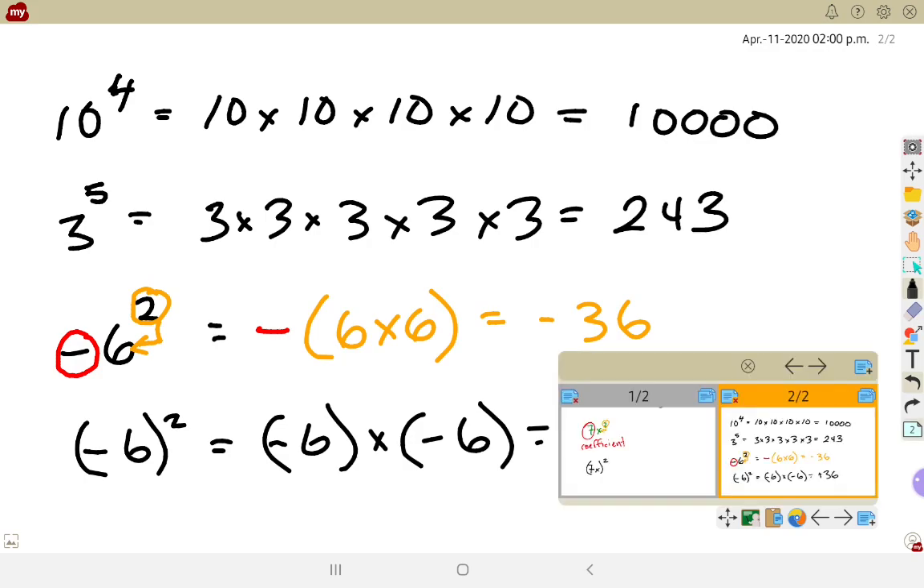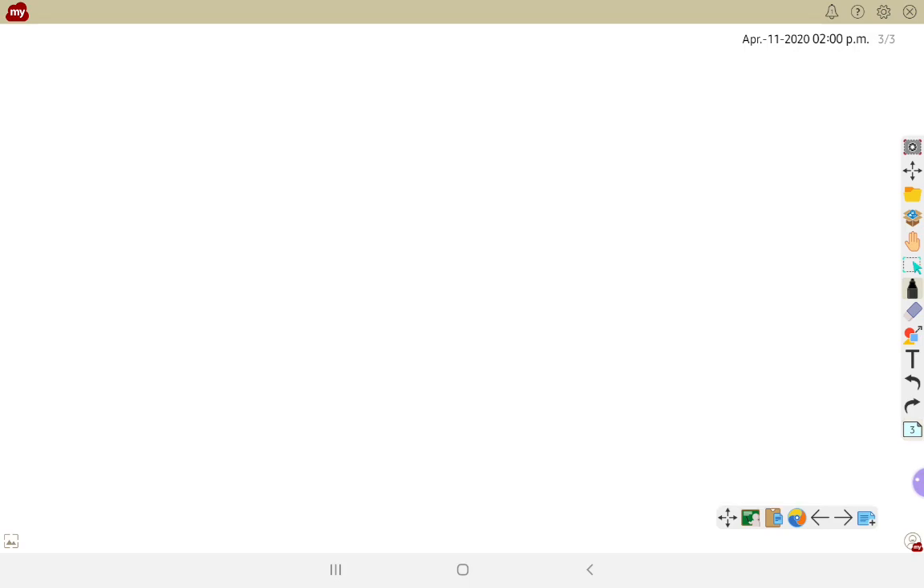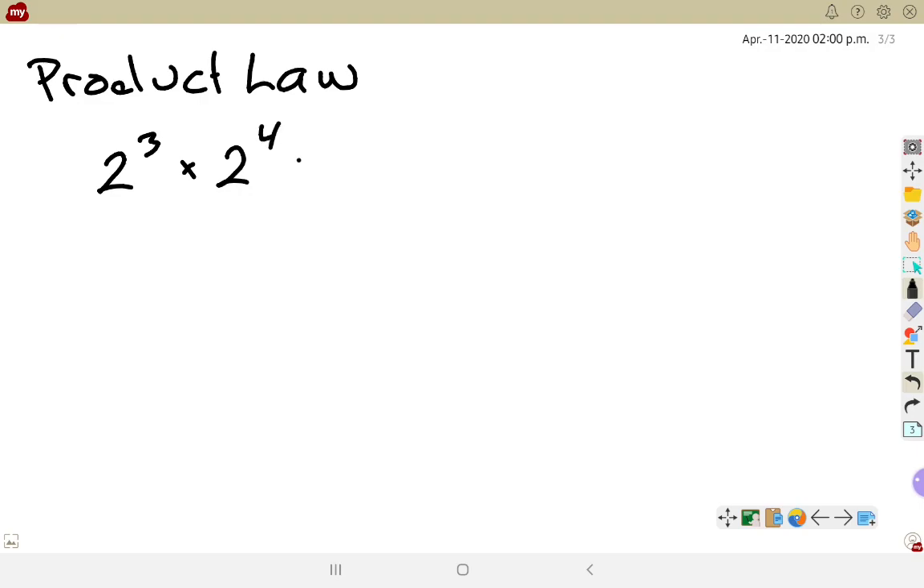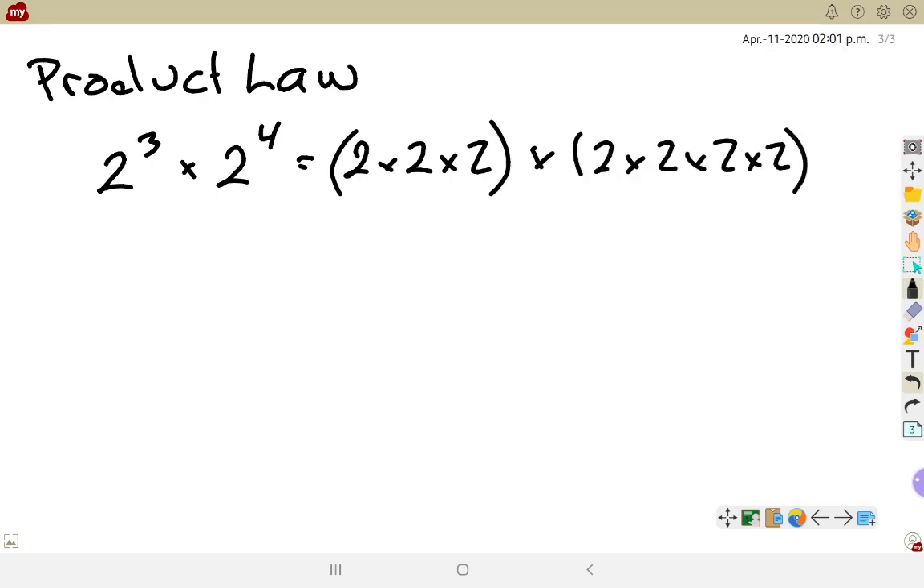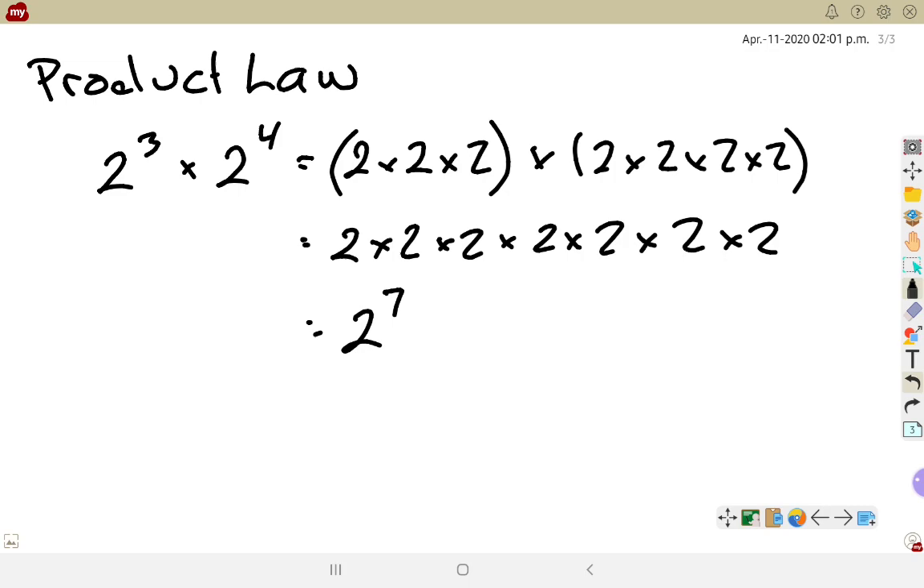Okay. The other thing that we worked with in powers was our exponent laws. So remember, first off we've got our product law. The product law simply states that if we have two things with the same base, we can write it out. So if I had 2 cubed times 2 exponent 4, 2 cubed would be 2 times 2 times 2, and then 2 exponent 4 would be 2 times 2 times 2 times 2. Because we're still just multiplying, this really becomes a long string of 2s all multiplying together, like having 7 2s.